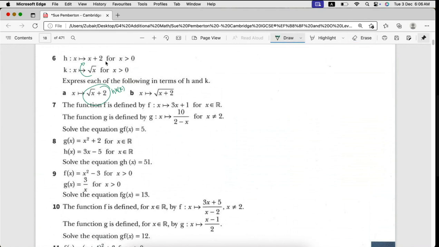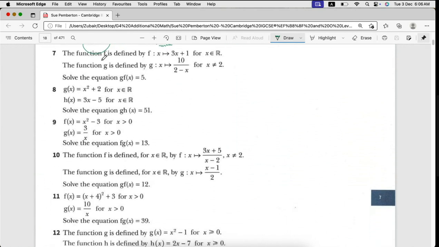And when we look at the second one, this is under the root. Under the root is x plus 2, and x plus 2 is h. So we are substituting h of x in k. Any doubt? No.